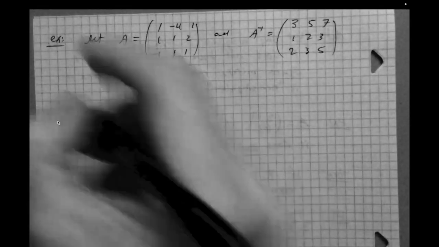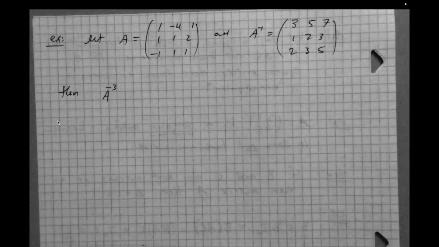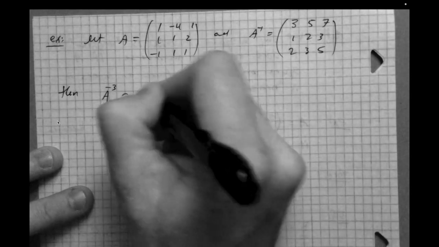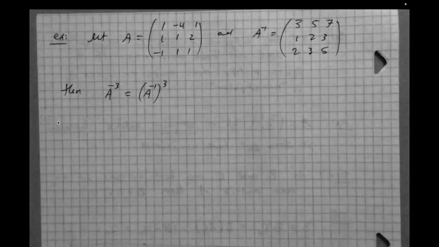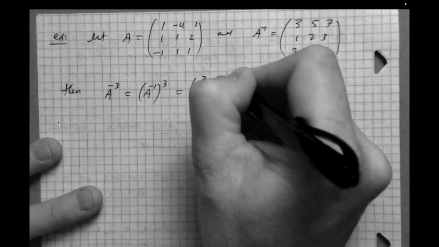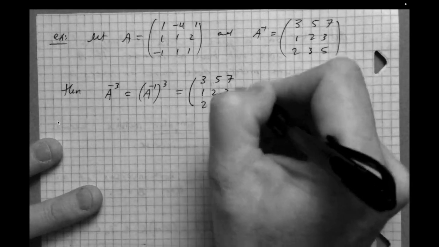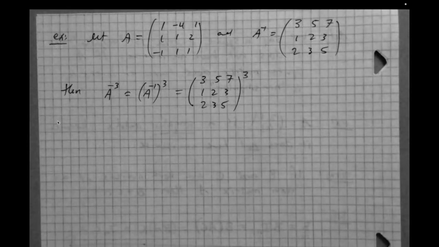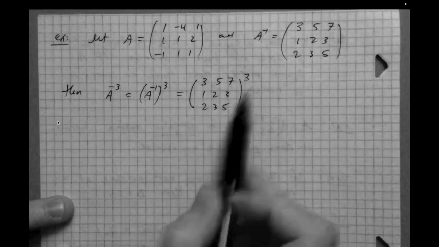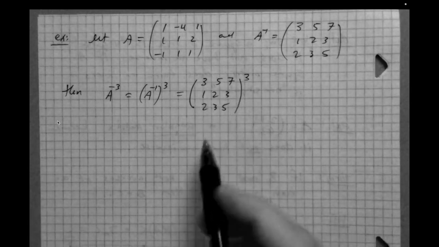Okay, so if I'm interested in A to the negative third power, then I know that this is basically A inverse cubed, right? And so another way to think about that is it's the inverse here, 3, 5, 7, 1, 2, 3, 2, 3, 5, cubed, right? This is a notation we haven't used yet, but technically this indicates that I'm going to multiply the matrix by itself, right, 3 times, right?